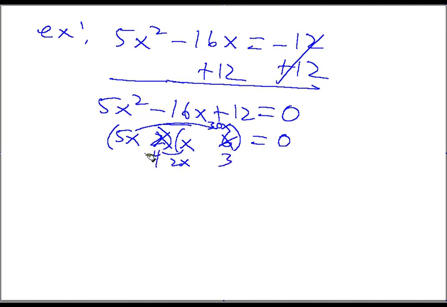Okay, so trial and error takes a little time. You have to think about this a little bit. Is that going to work? Well, let's see. That's 4x, and that's 15x, 5x times 3, right? So we have 4x and 15x. Can I get 16 out of that? No, that's still not going to work for me.